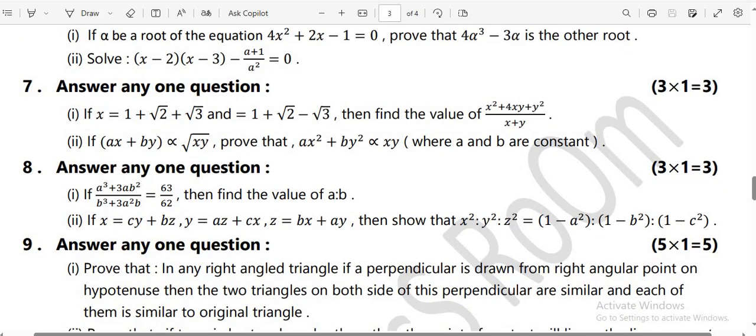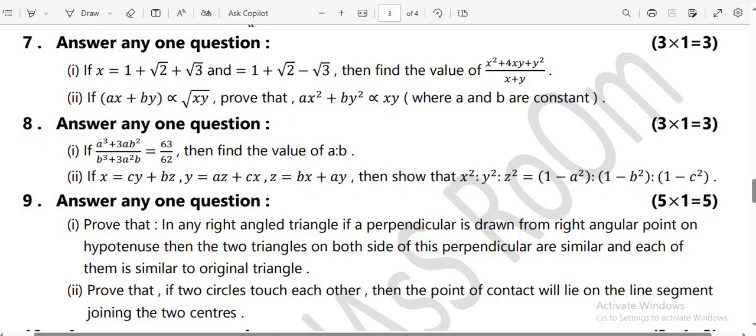Question 9. Answer any one question. 5 into 1 is equal to 5. Each question carries 5 marks. Question 1. Prove that in any right angle triangle, if a perpendicular is drawn from the right angle point on the hypotenuse, then the two triangles on both sides of this perpendicular are similar and each of them is similar to the original triangle.